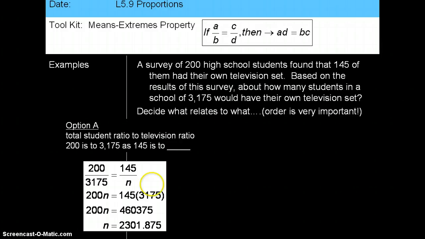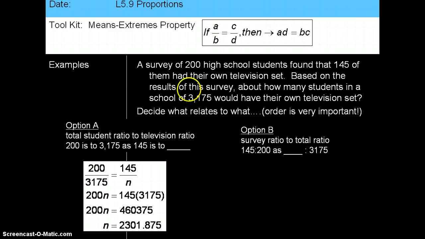One thing that I do want to double check is that number is smaller than the total students, because if there are more people having a TV than there are people, then something weird happened. And we kind of just want to check to see if it's reasonable. Does that seem like it compares to the total the same way that 145 does? Seems pretty reasonable.